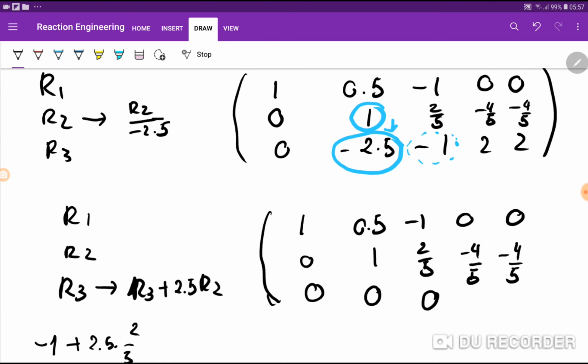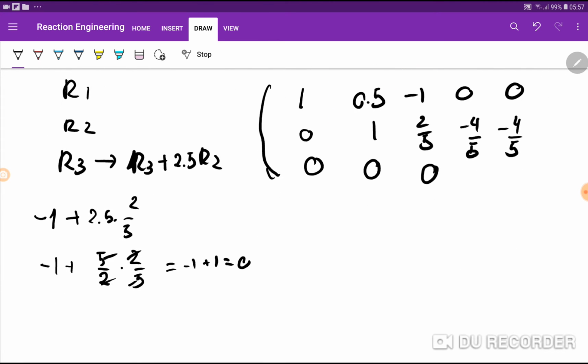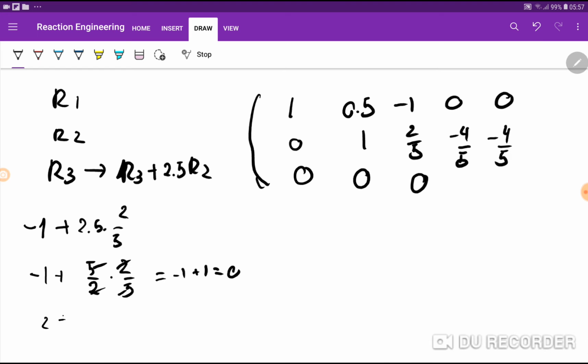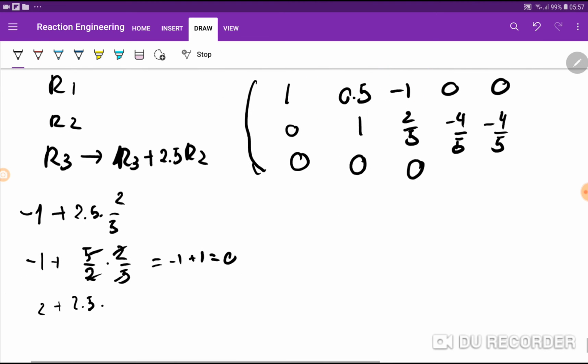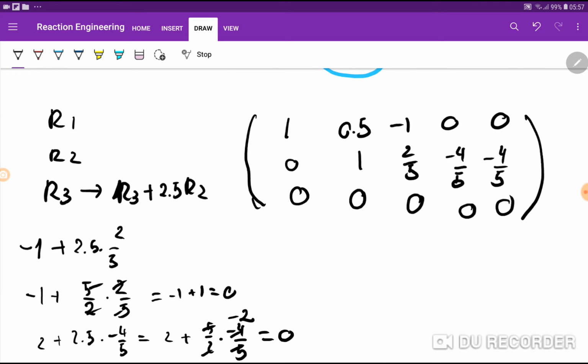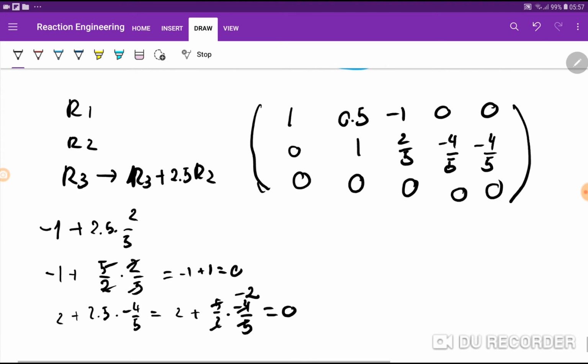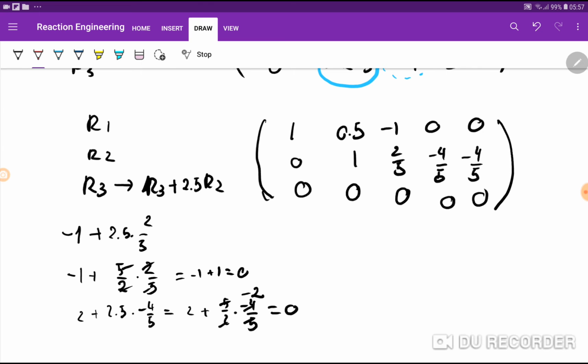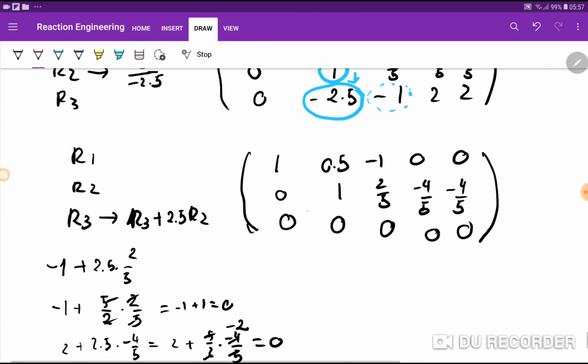I guess the next step, I think it's the same. Then we have 2 plus 2.5 times negative 4 over 5, which is equal to 2 plus 5 over 2 times negative 4 over 5. That will be negative 2, so it's 0 also. Okay, and similarly, this is 0. And ladies and gentlemen, this is our form. If you want to make it nicer, you can, because this is done, right?